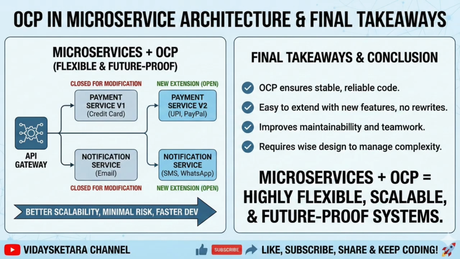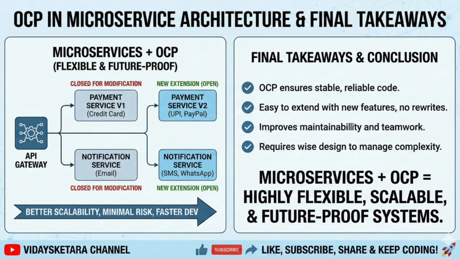Too many microservices without proper design can increase complexity. So, OCP should be applied wisely with proper architecture planning, API design, and version control. In simple words, microservices plus open-closed principle equals highly flexible, scalable, and future-proof software systems.